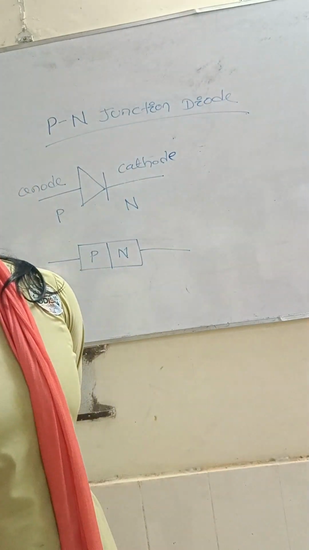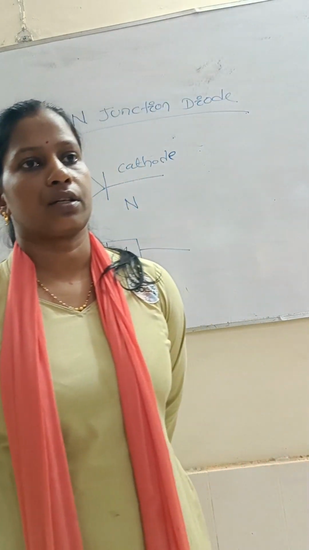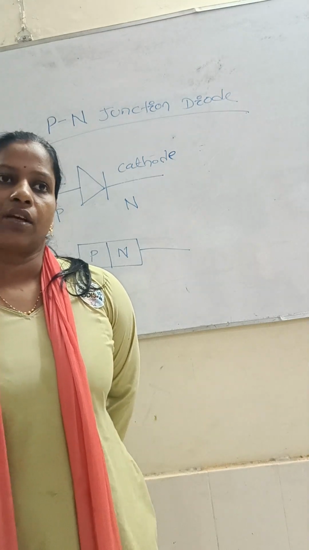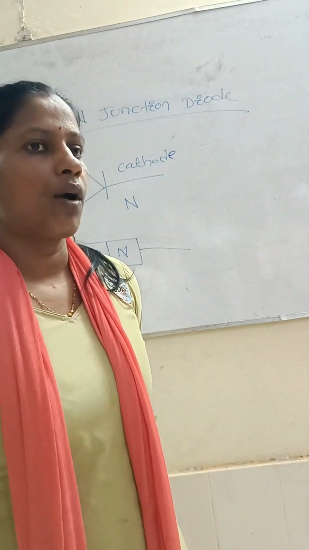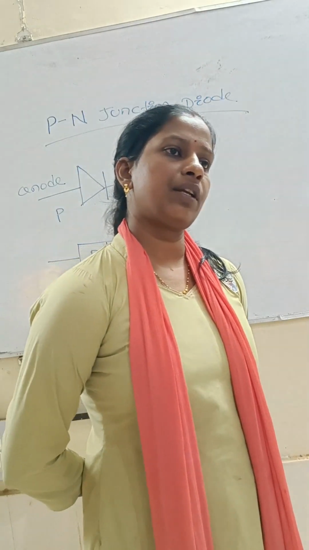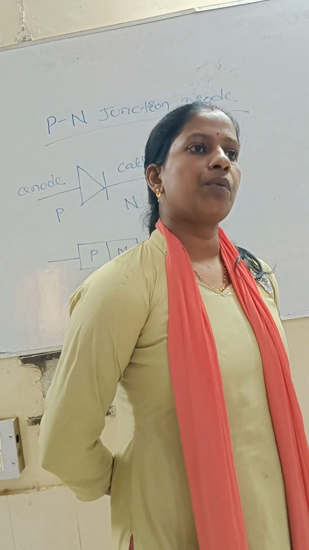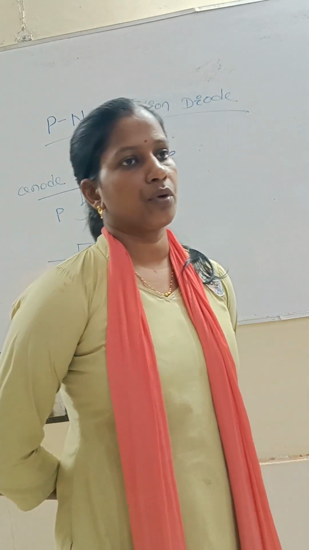Then what is potential barrier? Potential barrier is the region which opposes the flow of charge carriers. Then what is the potential barrier value for silicon diode? For silicon diode, the potential barrier value is 0.7 volt. What is the potential barrier value for germanium diode? For germanium diode, the potential barrier value is 0.3 volt.